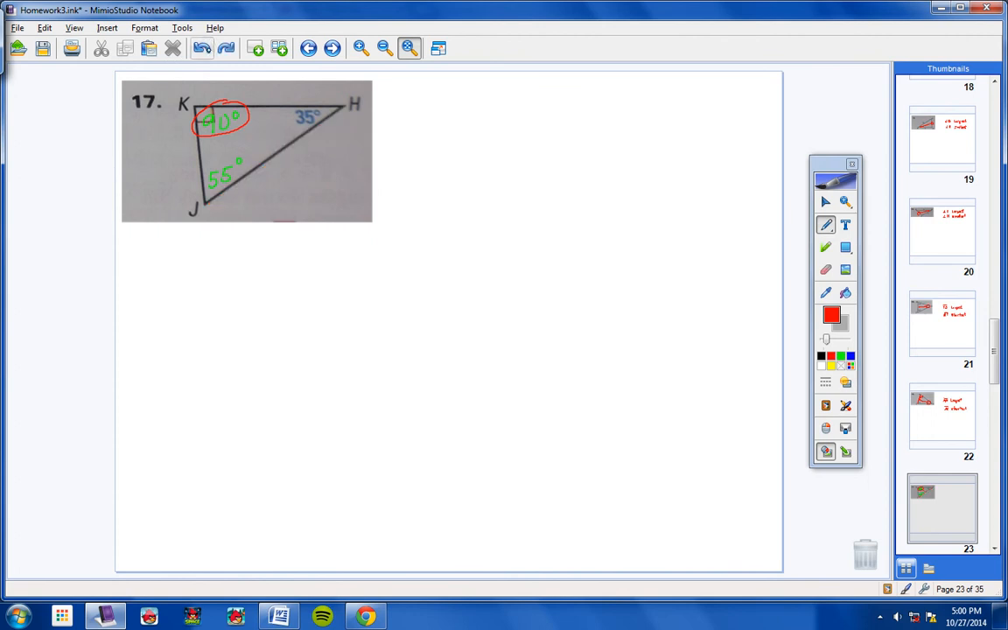Okay, so JH, or you can put HJ also is fine, is the longest side. Okay, now let's go ahead and circle the smallest angle, which would be 35, and then go straight across. And this side here must be the shortest side because it's across from the smallest angle. So KJ would be the shortest side.